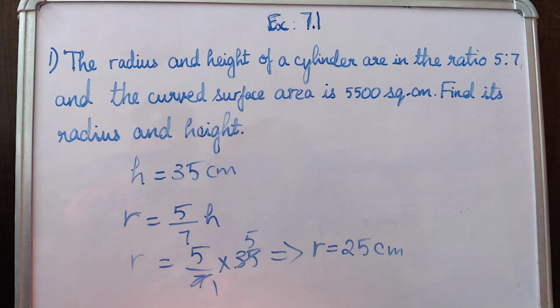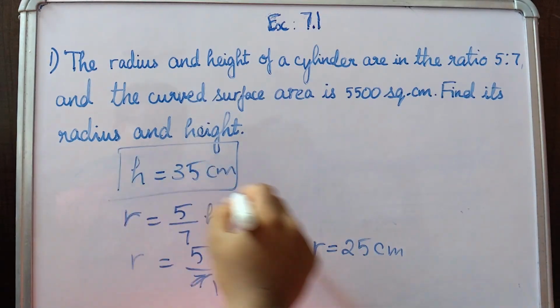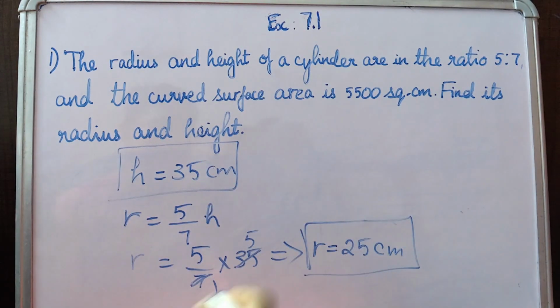So finally we have found the height and the radius to be: height as 35 centimeter and radius as 25 centimeter.